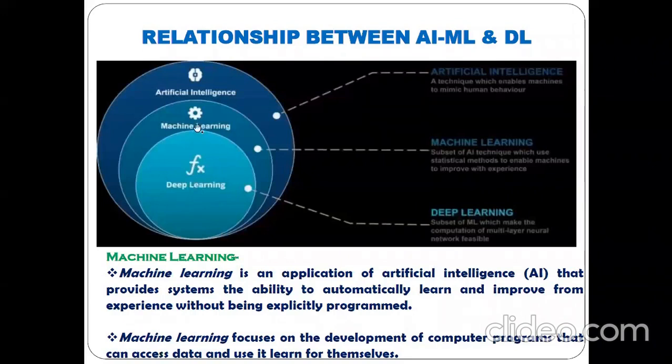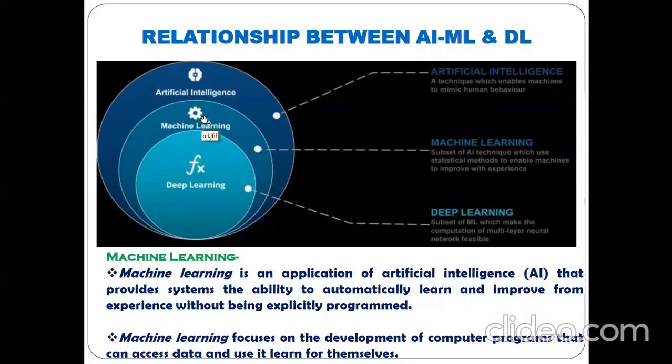Deep learning, understood? So machine learning and deep learning are both doing the same thing, meaning both are trying to duplicate the behavior of the human being. Yes or no? What I said, both machine learning and deep learning are trying to simulate or duplicate the behavior of the human being. Understood? Yes. But then what is the difference between these two?